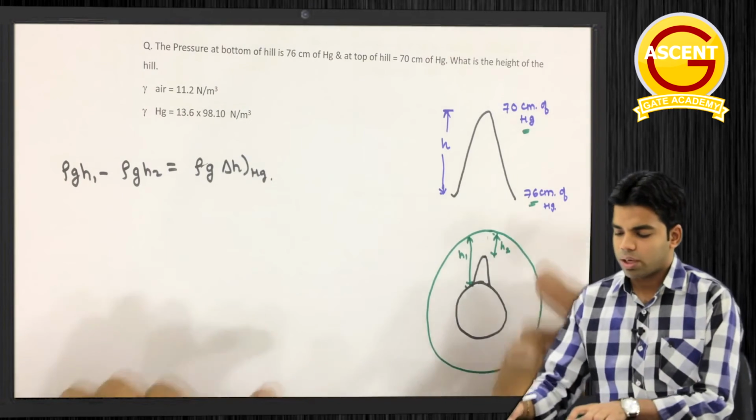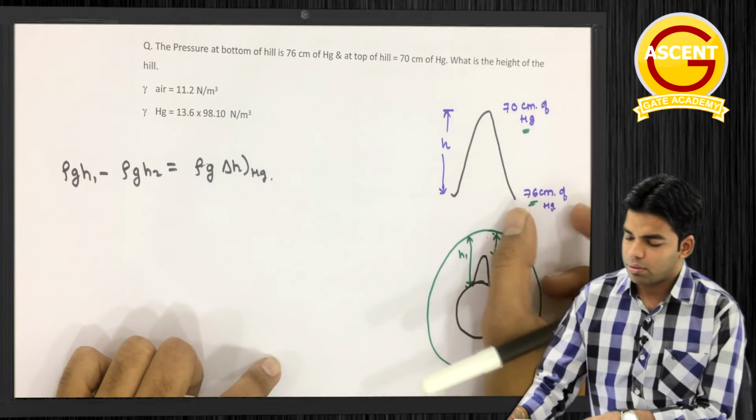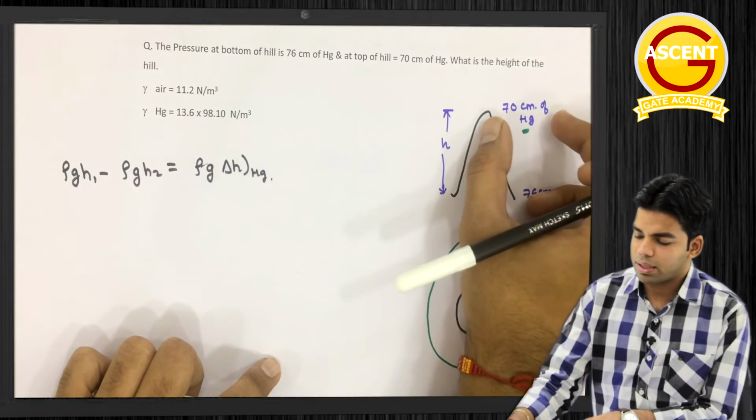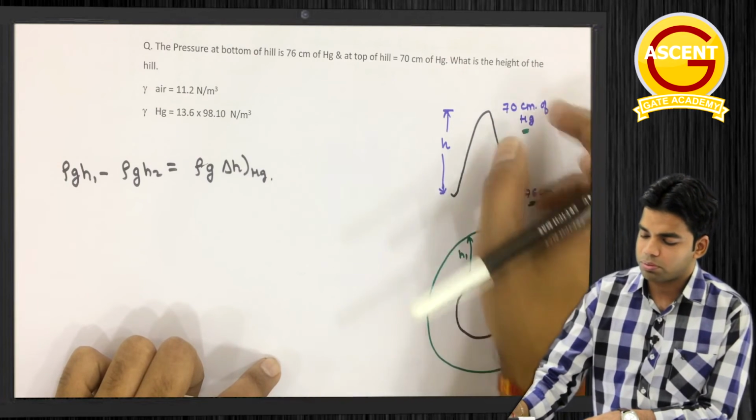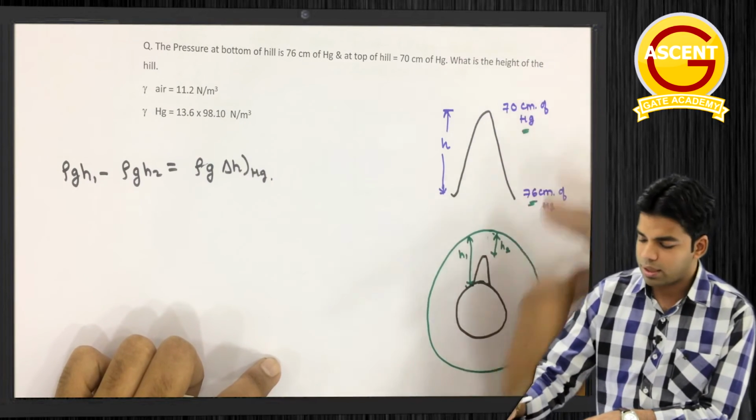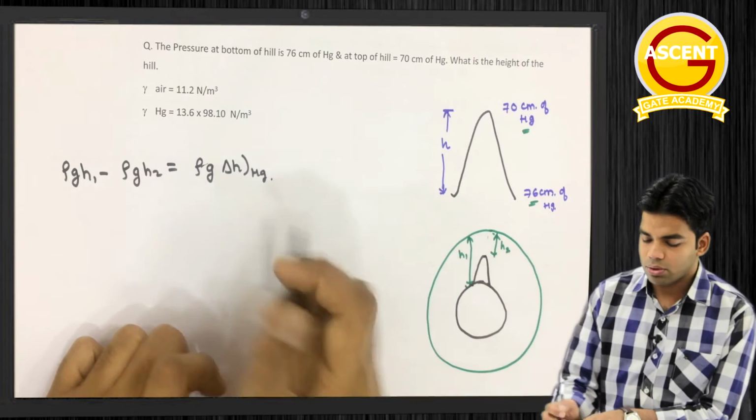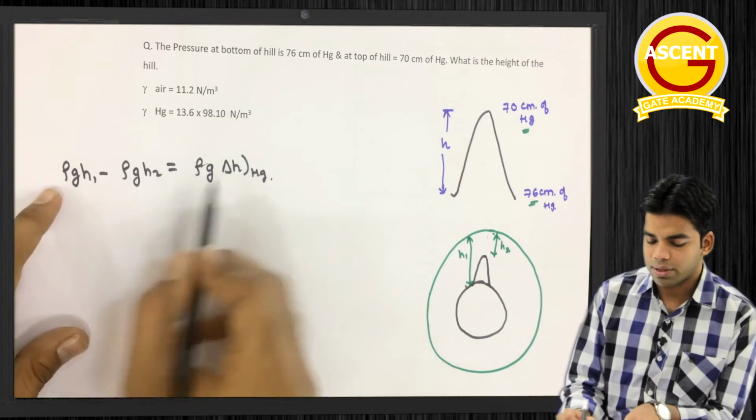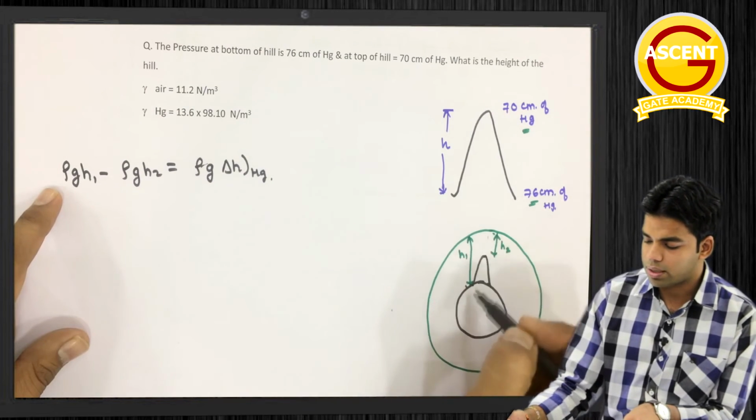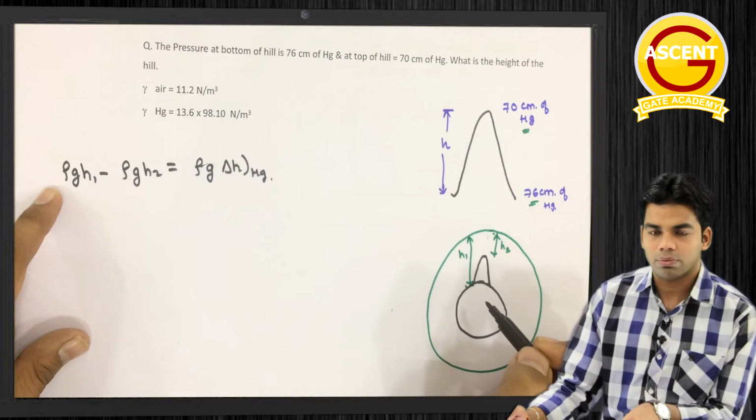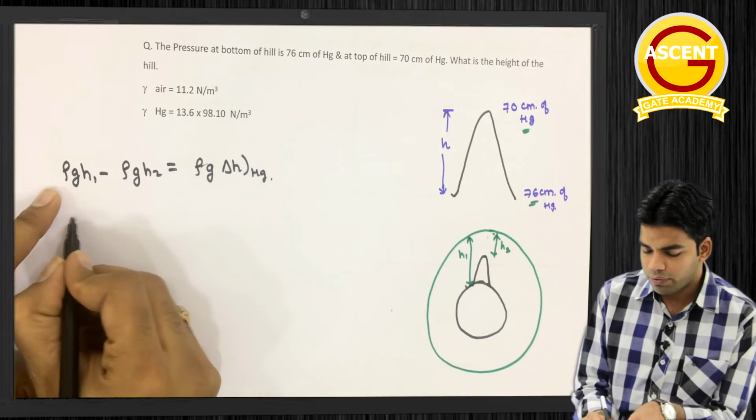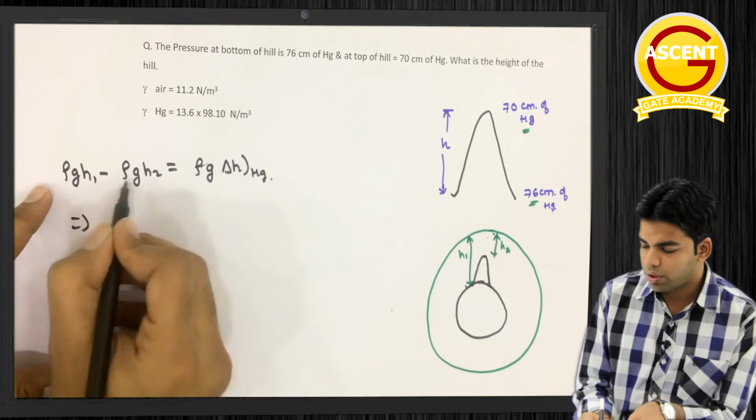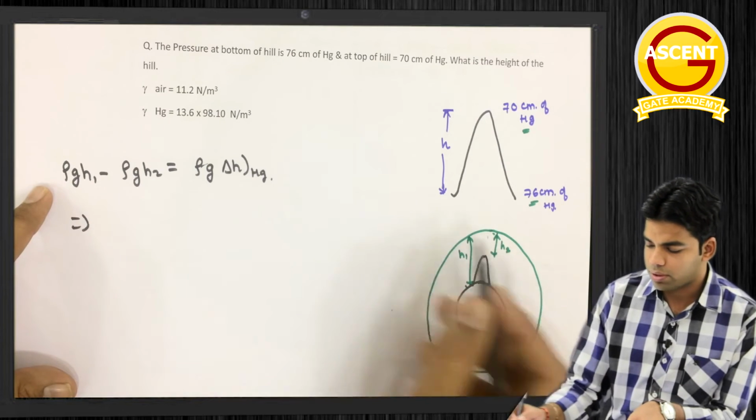Getting this or not? Whatever pressure difference we are getting, here it is 76 centimeter of Hg, here it is 70 centimeter of Hg. Because whatever pressure difference we are getting, that is because of this height. So the pressure difference can be written as rho g h1 minus rho g h2. Getting this or not?